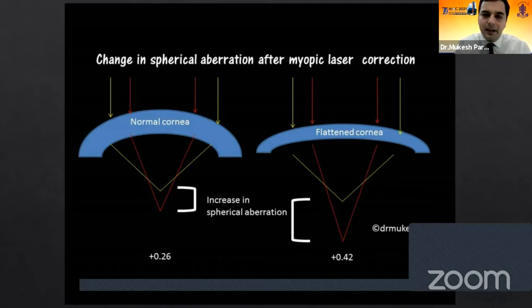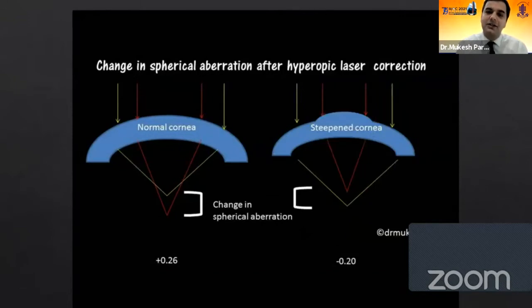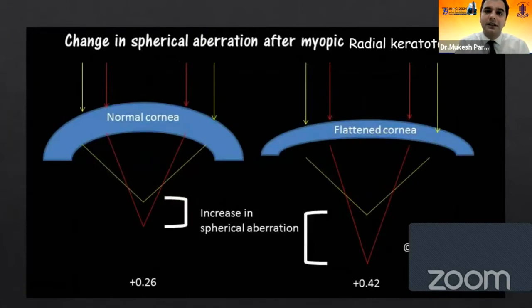Now, this happens in a myopic laser correction. What exactly happens in a hyperopic laser correction is that the spherical aberration jumps onto the opposite side because of the induced prolateness, or the induced steepening that happens in the center. A similar thing happens in patients who have undergone a myopic radial keratotomy, and you will have a jump of the induced spherical aberration towards the positive side. But here there are a lot of other aberrations because of the shortened optical zone. You will have a lot of trefoil and pentafoil coming into play.